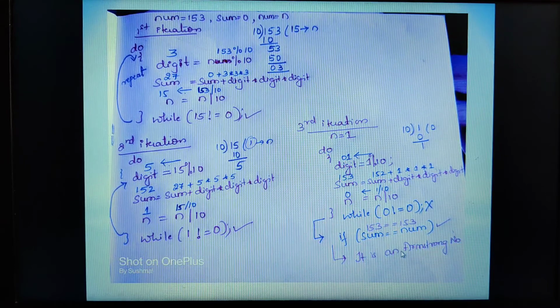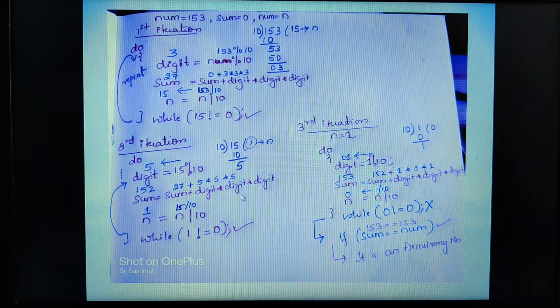I hope children you are able to understand. This logic is very much similar to that of the sum of all the digits. The only thing is you need to just find out the cube here. Only this particular part changes. And variables you can take anything, same num or n, that is left to you.